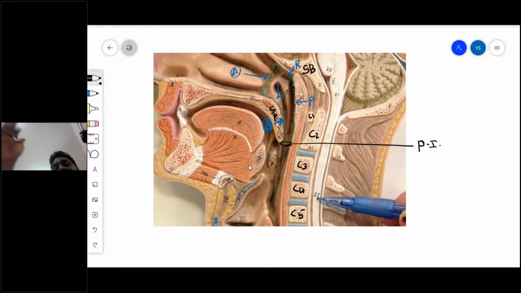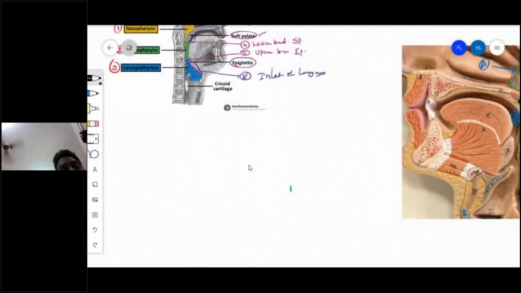What remains is that roof and posterior wall are formed by bones, sphenoid bone and C1 vertebra. And lateral wall is covered by mucous membrane. So these are the boundaries of the nasopharynx. Same thing we try to write in the notes.